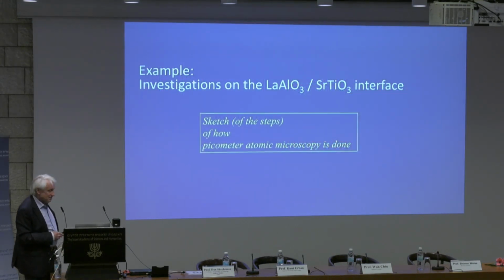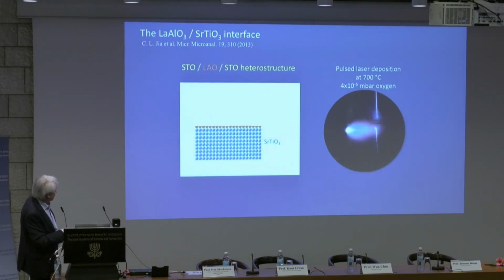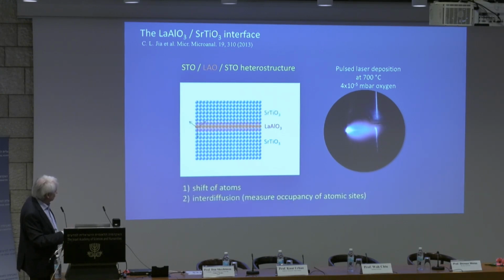So the next example is a sketch of the steps which allow you to do genuine picometer microscopy. It's not easy to do this, but the steps can be defined, and then you can understand how we are doing that. It's very ambitious to do picometer microscopy. So our example is a single layer of lanthanum aluminate sandwiched between two strontium titanate layers by pulsed laser deposition.